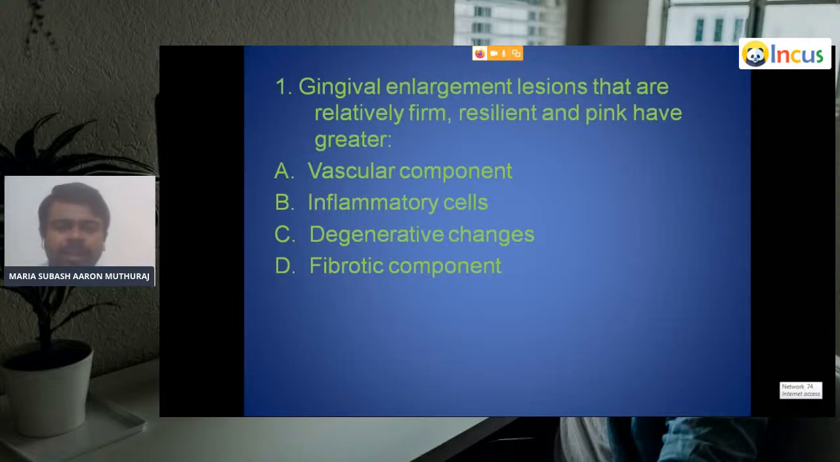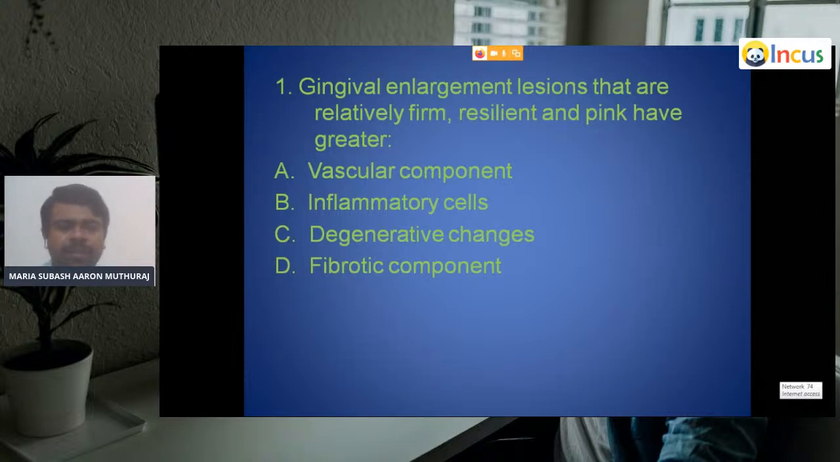Therefore, answer A won't be the option. And with an increase in inflammatory cells, or inflammatory cell infiltration, the tissue won't be firm at all. There will be a lot of inflammatory fluid collection, and therefore answer B also won't be the answer. And with degenerative changes, the tissue won't be firm and resilient. It will be soggy and puffy in consistency.